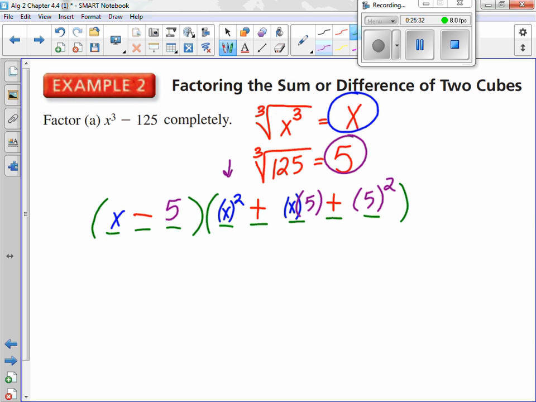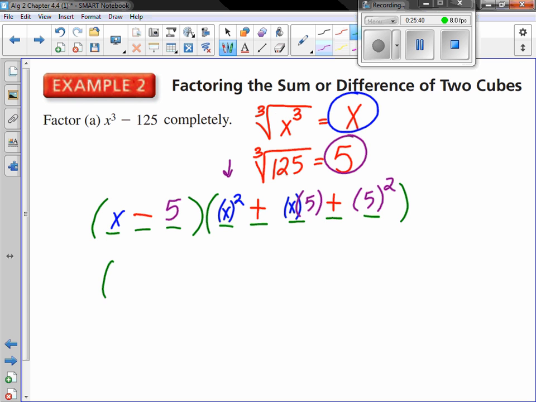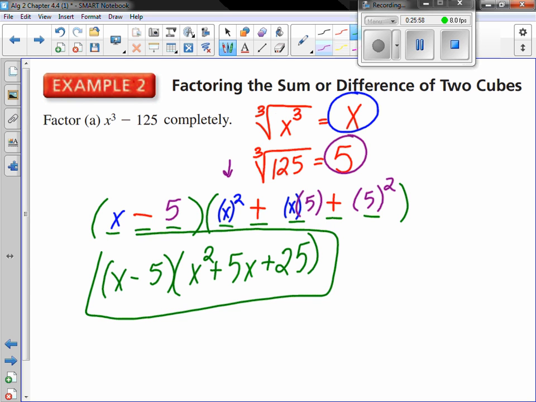Questions on this here? Well, now we need to simplify a little bit, because x minus 5, that's as simplified as it gets. Over here, we would have x squared plus 5x plus 5 squared, which is 25. That's it.